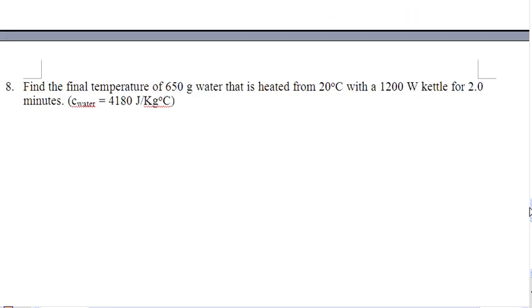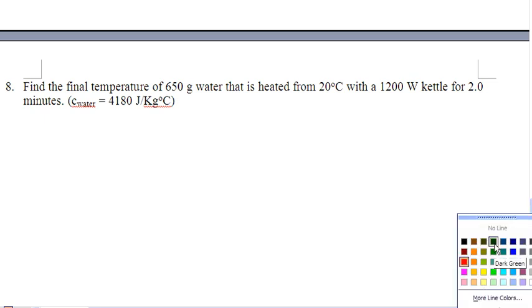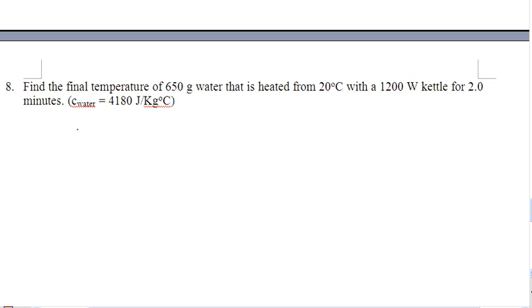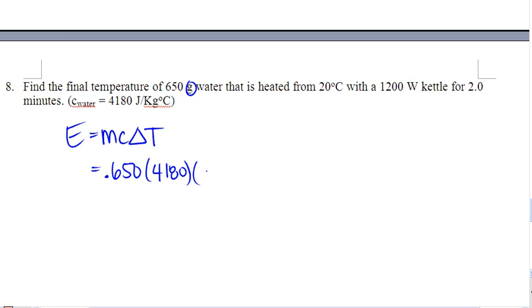Let's look at some heat energy. We're looking for some final temperature. We've been heating something, some water with a kettle. Anytime you see heat energy, you know we're going to have to use E equals mc delta T. We've got 650 grams of water, 0.650 kilograms. Specific heat of water, 4180. Remember, delta T is TF minus TI. The initial temperature was 20 degrees.